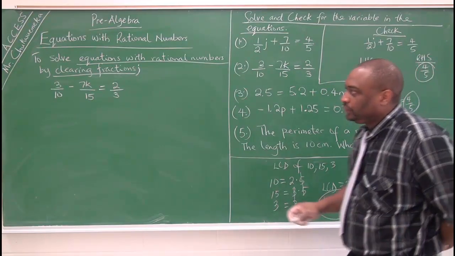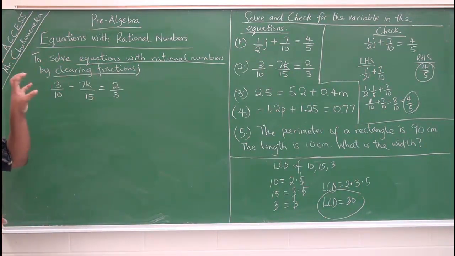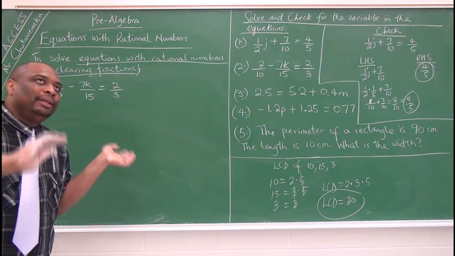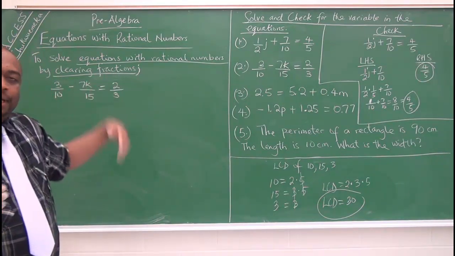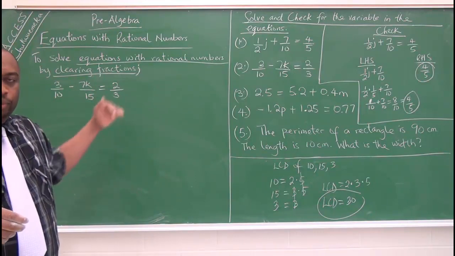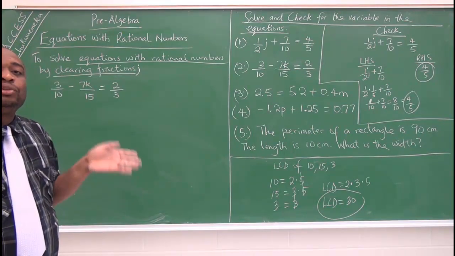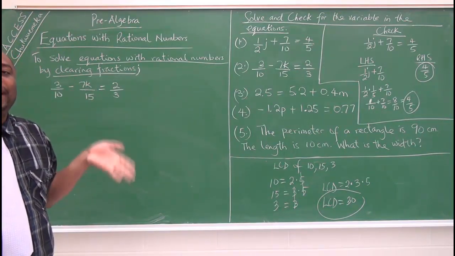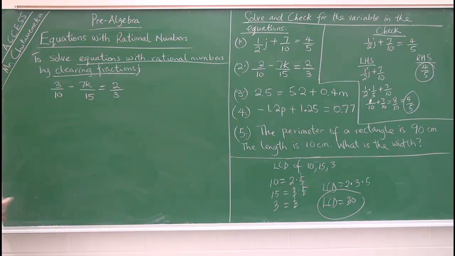LCD is 30. So the next thing we want to do here is use 30 to multiply all the terms. If you say use 30 to multiply both sides, then after that you will use the distributive property. Another thing you can do is to say use 30 to multiply every term in the equation. That means you have already used the distributive property.